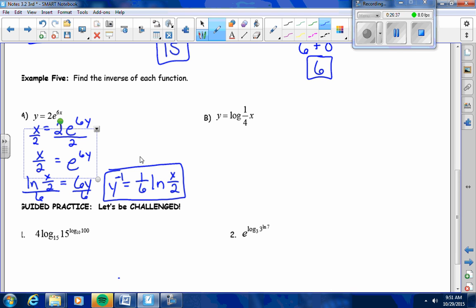Okay. Part B, we're now going to find the inverse of this equation. Y equals log of 1/4 x. So if I'm finding the inverse, I have to swap x and y. So x equals log of 1/4 y.